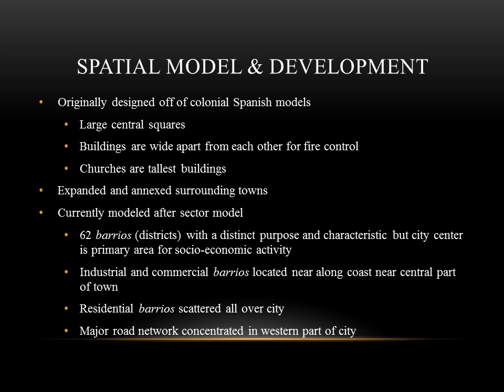You have 62 barrios, basically districts, that have a distinct purpose and characteristic, but the city center is the primary area for socioeconomic activity. For example, the industrial and commercial barrios are located along the coast near the central part of the town. Residential barrios tend to be scattered all over the city, and unlike the concentric zone model, you have upper class and working class neighborhoods, barrios, that are all basically equidistant from each other, and they're also equidistant from the city center. The major road networks tend to be in the western part of the city, where the industrial sections are.